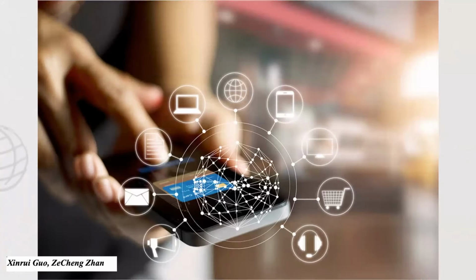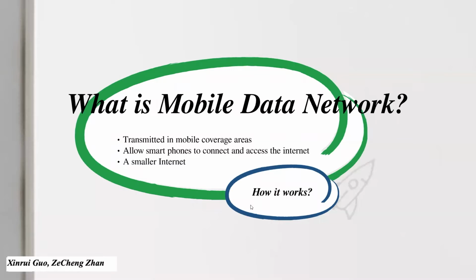So first of all, what is the mobile data network? It's a network that your smartphone operates off. The network is generally transmitted in mobile coverage areas, which are offered by many carriers, and it allows smartphones to connect and access to the internet.